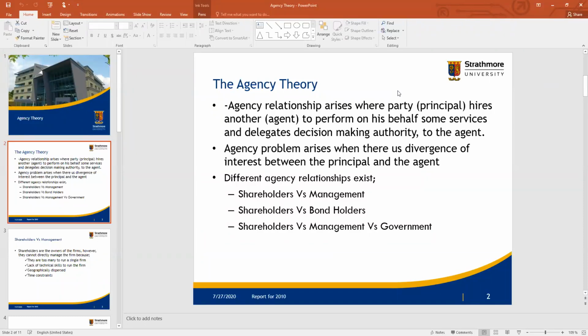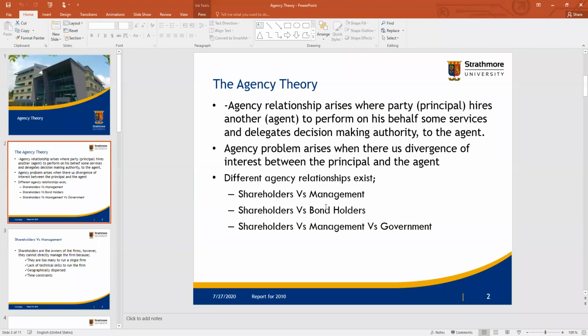all the different activities that the principal was meant to carry out, including making decisions. For example, the decision-making power is passed on to this particular person, in this case, the agent.